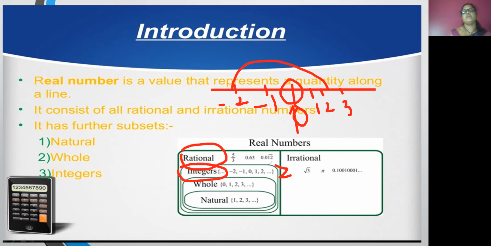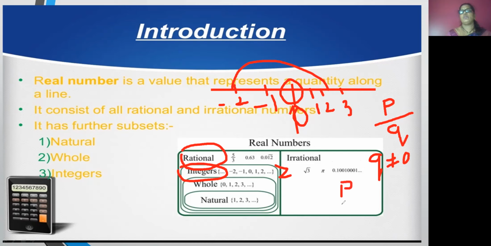Rational numbers, but you should remember one condition. What is that condition? It is in the form of p by q, but q is not equal to 0. Then it is called a rational number. Why? What happens if I apply q equal to 0 here?